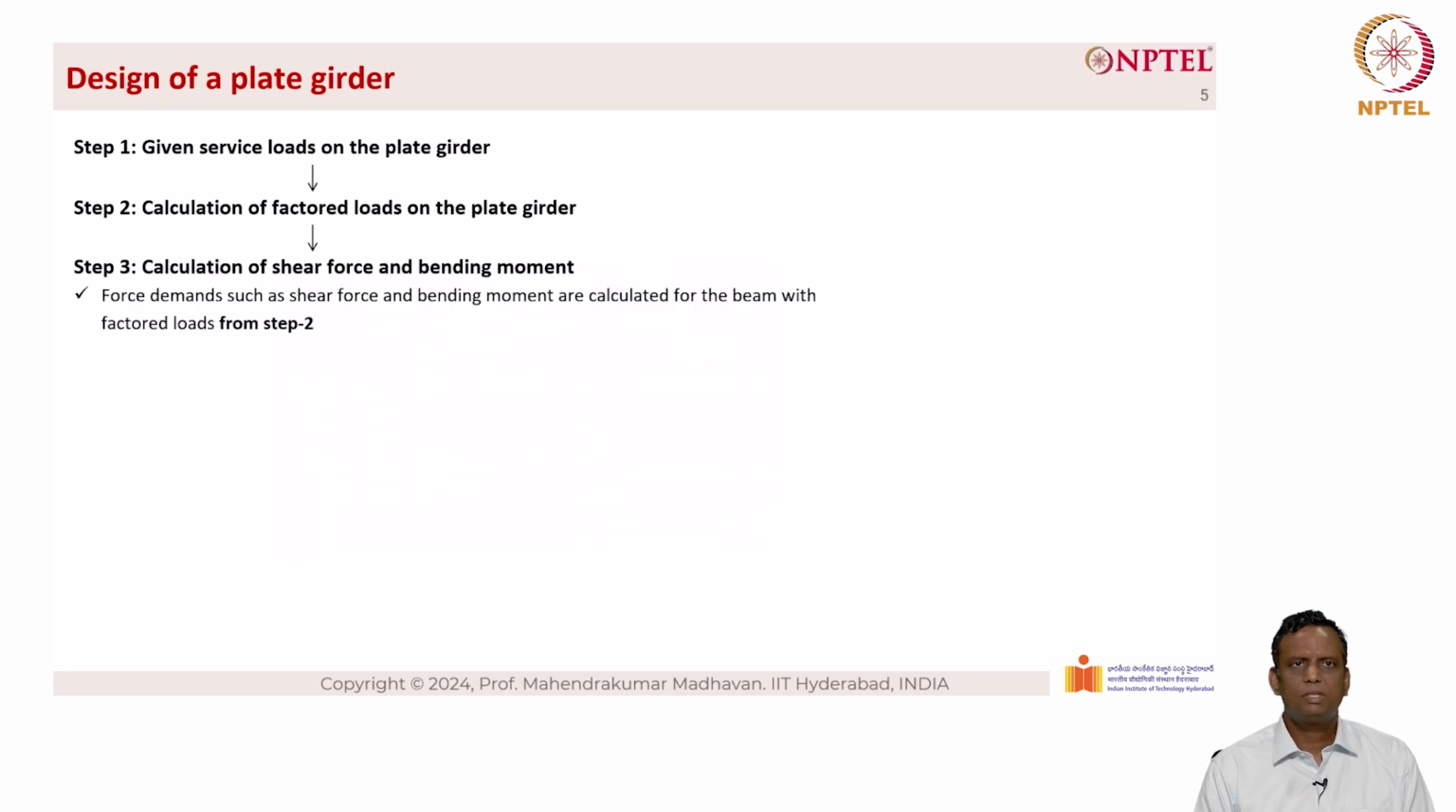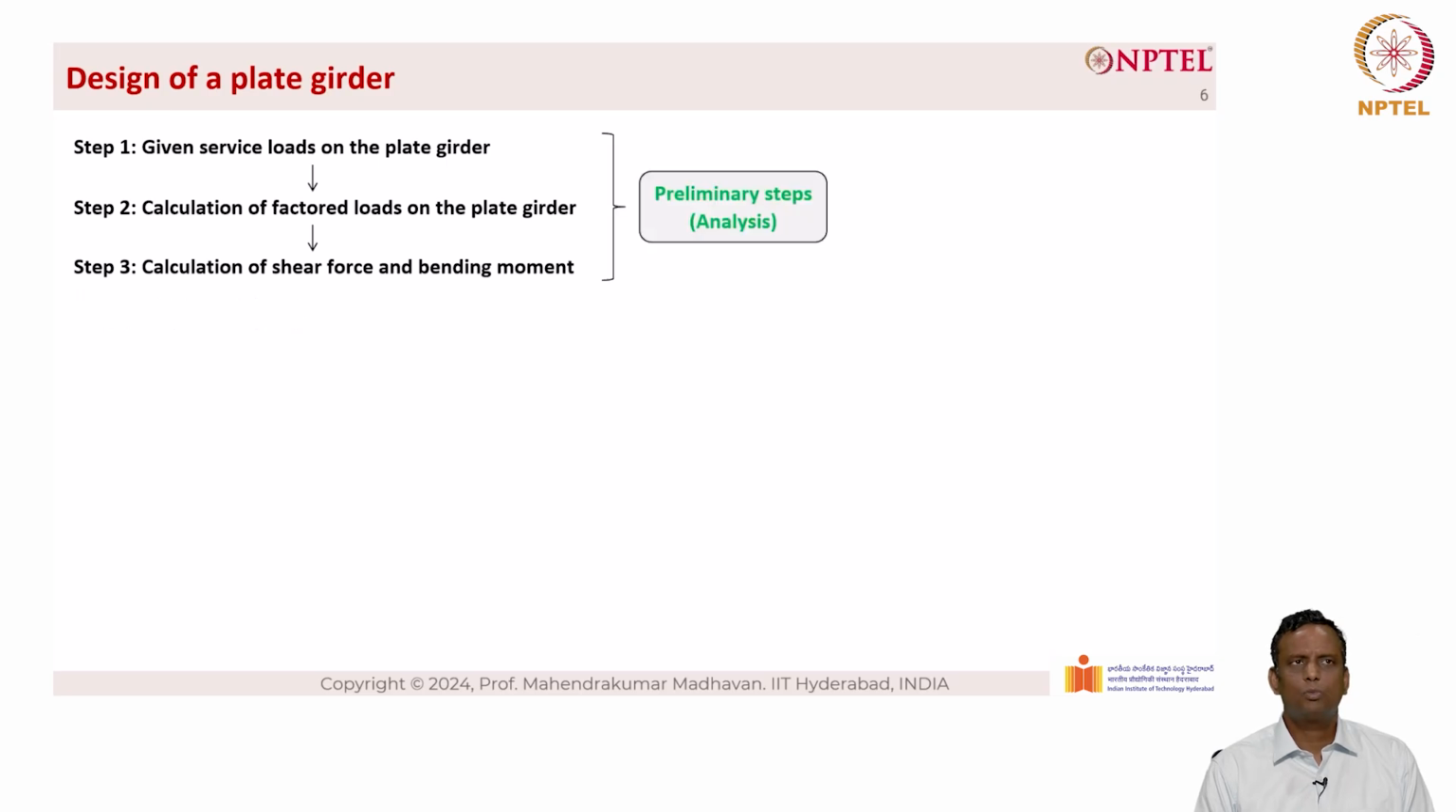Step 3 is to calculate the shear force and the bending moment. Force demands such as shear force and bending moment are calculated for the beam with factored loads from step 2. These steps 1, 2 and 3 come under preliminary steps or analysis, and after step 3 it is basically a design sequence for the elements of a plate girder.